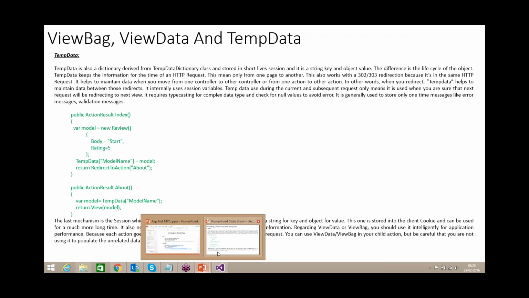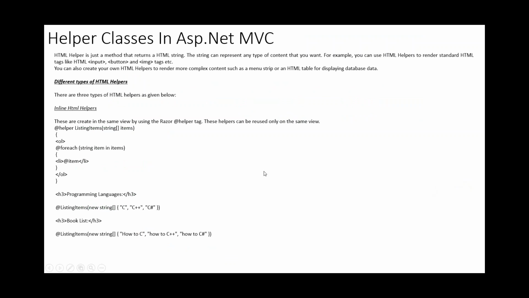This is view bag, view data, and temp data. So these HTML helpers are also an interview question. So what are strongly typed helpers and normal helpers? Normal helpers are used only to render the basic HTML controls to your view, whereas strongly typed helpers provide two-way binding from your model to your controls, the HTML elements.